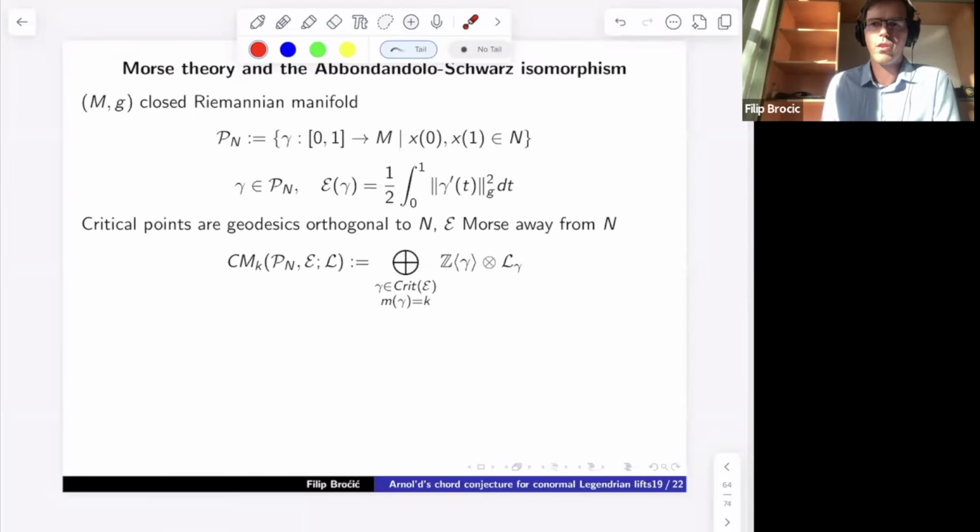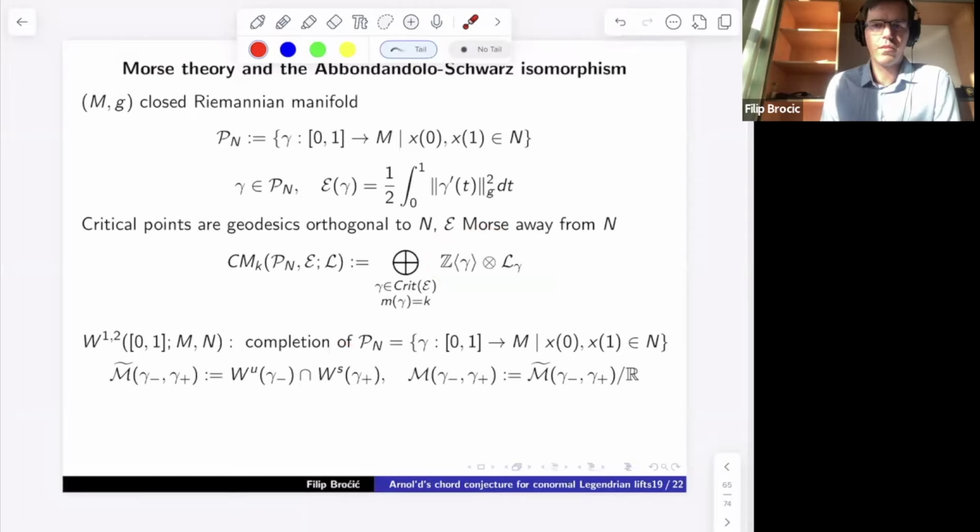And if one imposes the assumption on the Riemannian metric to be generic, actually the energy functional will be genuinely Morse away from the set of constant paths. And then one can set up the Morse complex with respect to such an energy functional with local systems, with the local system L, to be the direct sum over all critical points of the energy function of Morse index k, and then for each gamma, you just take the fiber of the local system.